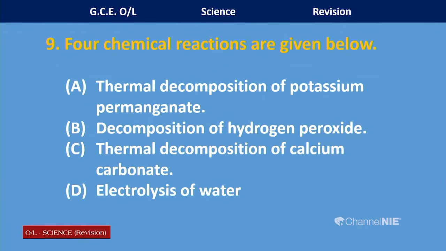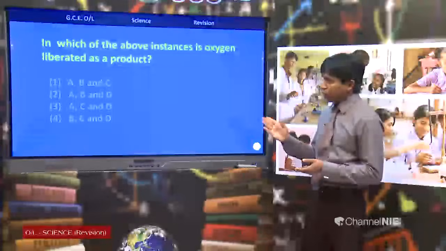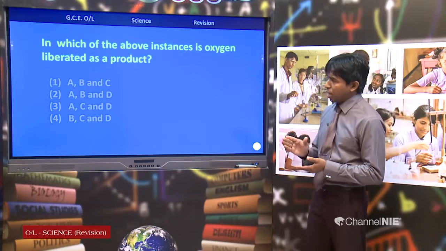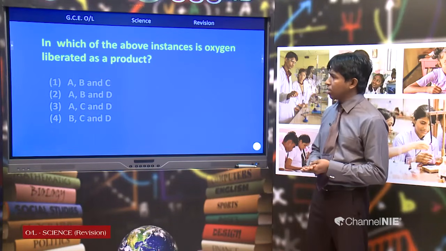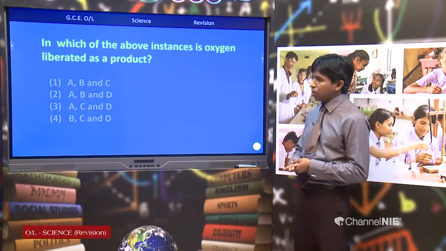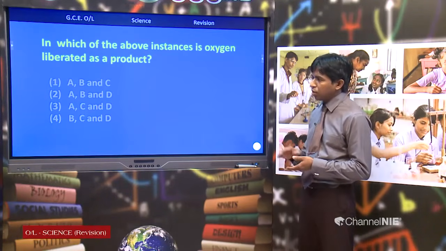electrolysis of water. You have done this electrolysis of water under unit 12, electrochemistry, grade 11. When you electrolyze water, you get two gases, hydrogen and oxygen. So, out of these four reactions, oxygen will be released from A, B and D. Let us see the question based on those four reactions. They have mentioned here, in which of the above instances oxygen is given as a product. So, out of those four reactions, oxygen is given out as a product in which of these reactions.